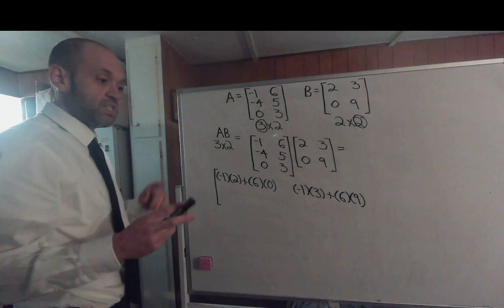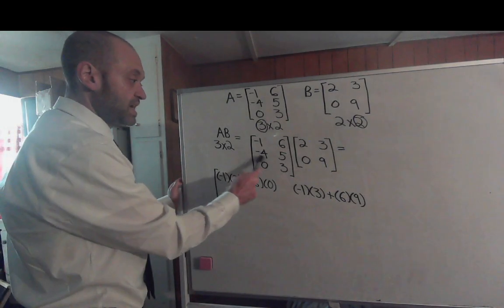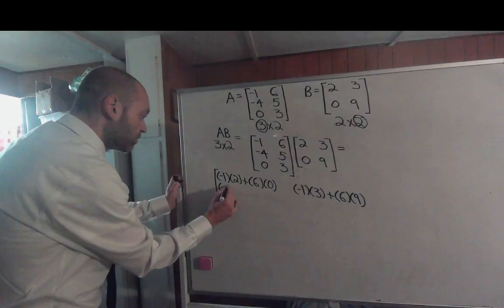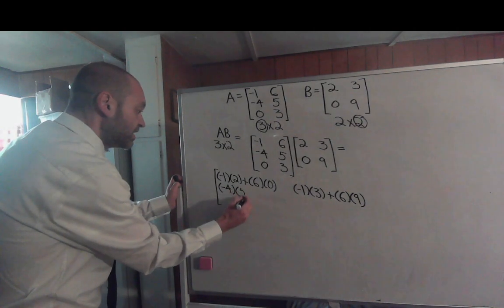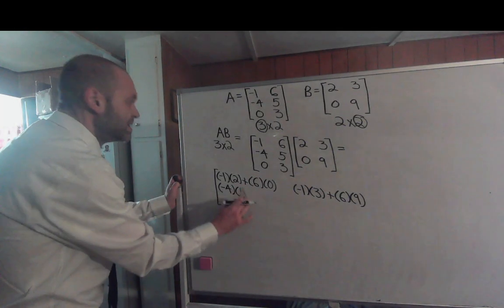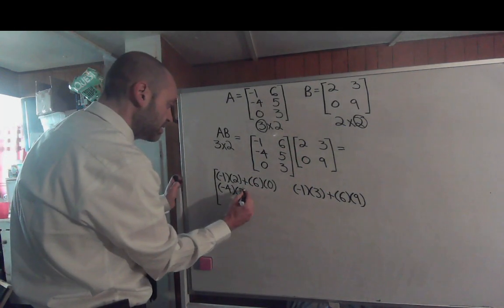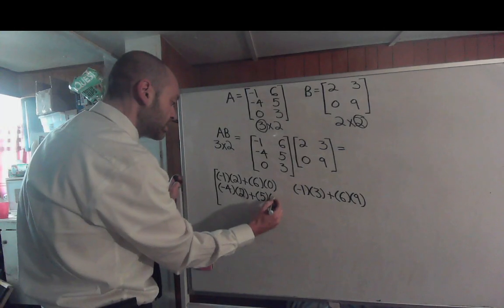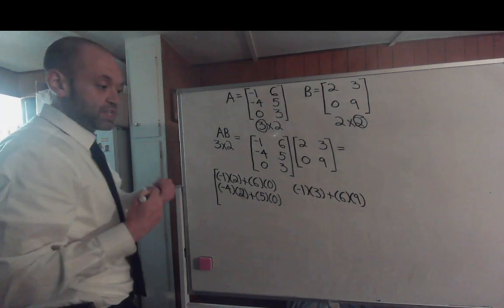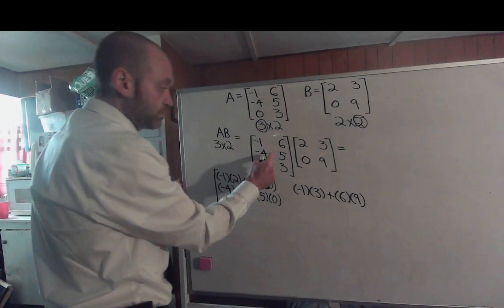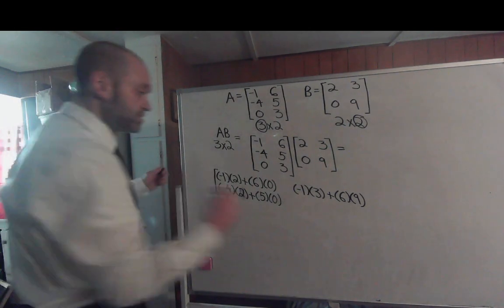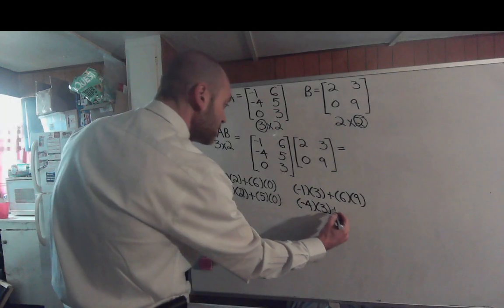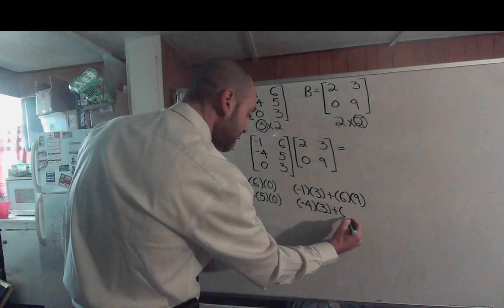Now to get the first number of the second row, I'm going to take the second row times the first column. So that would be -4 times 5. No, wait, what am I looking at? -4 times 2 plus 5 times 0. Now to get the second number of the second row, take the second row times the second column, so that would be -4 times 3 plus 5 times 9.